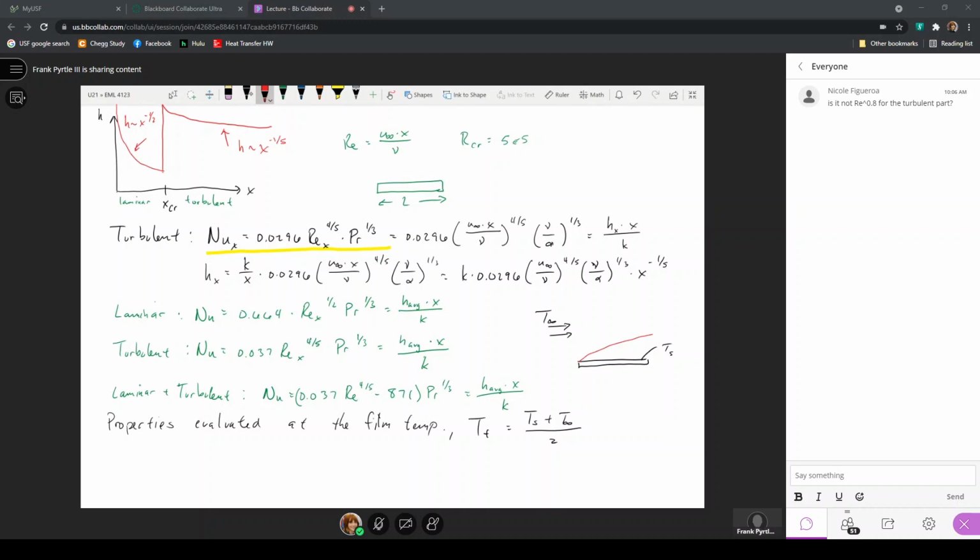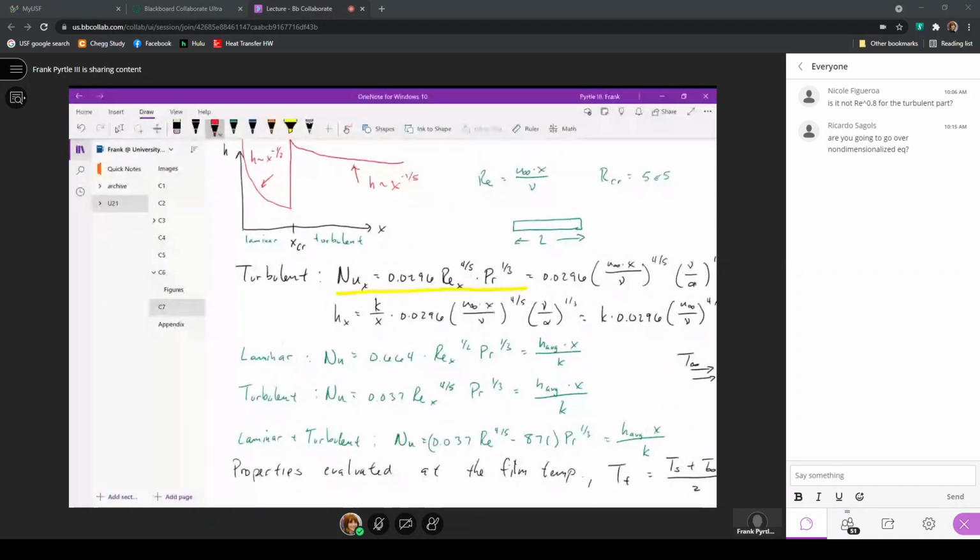So we would use that film temperature to evaluate in the Reynolds number the kinematic viscosity, and in the Prandtl number, the kinematic viscosity and the thermal diffusivity. Now, depending on what fluid you're looking at, in many cases the Prandtl number is already calculated for you, because the Prandtl number is just a ratio of the two quantities that are the kinematic viscosity and the thermal diffusivity.